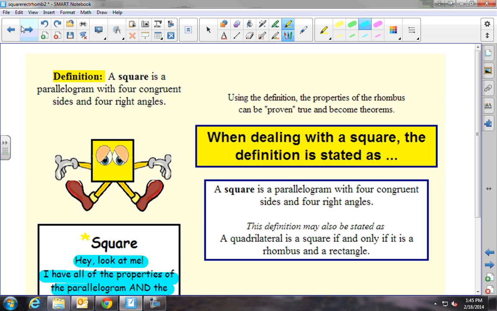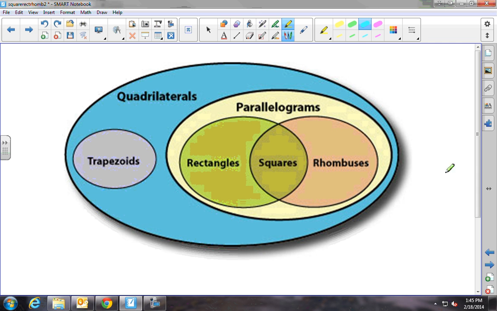Okay, so here we are back again in our Venn diagram. We had some properties for rectangles, we had some properties for rhombuses, and of course squares are the same. All right, a square has the properties of a rectangle and a rhombus and a parallelogram. So squares can kind of do it all.